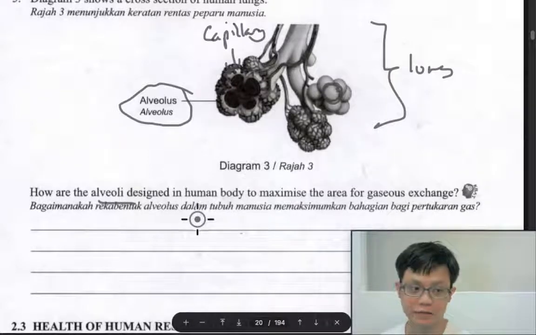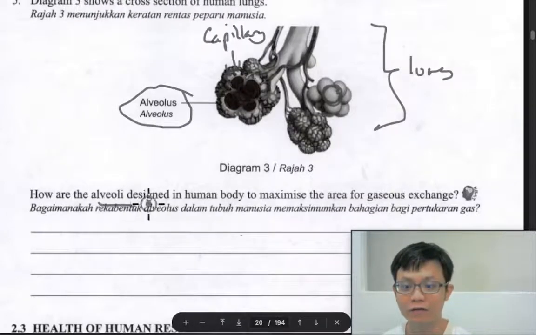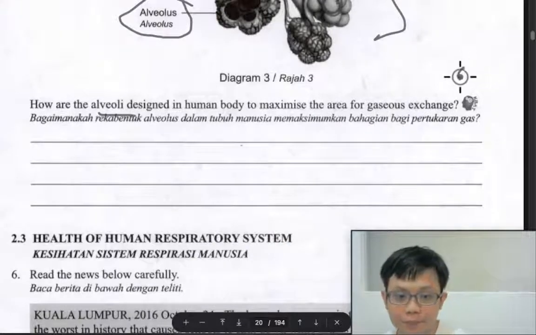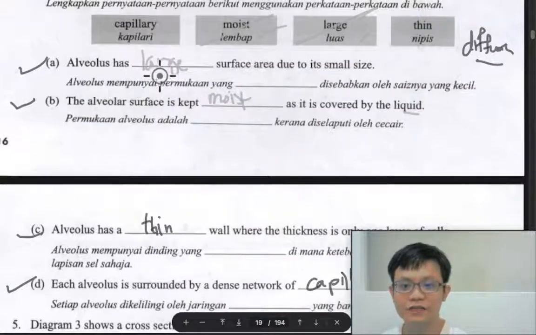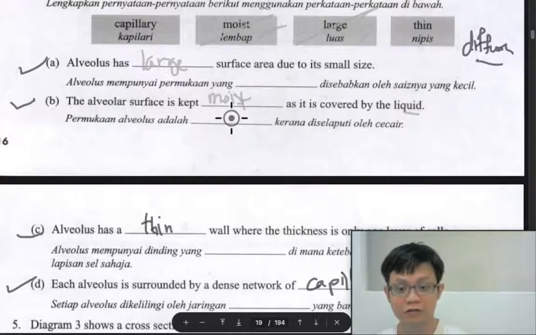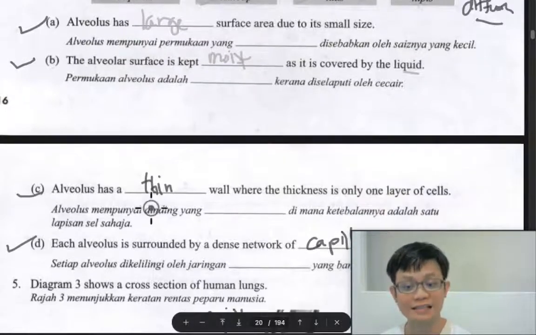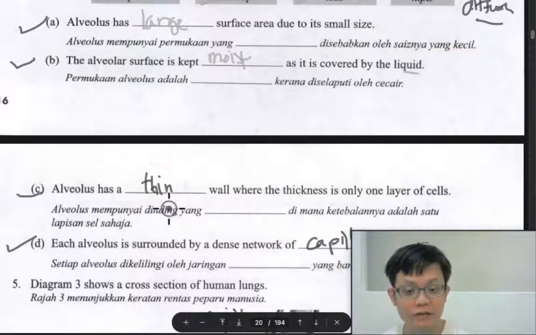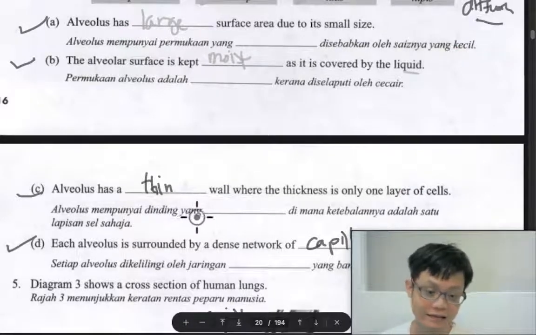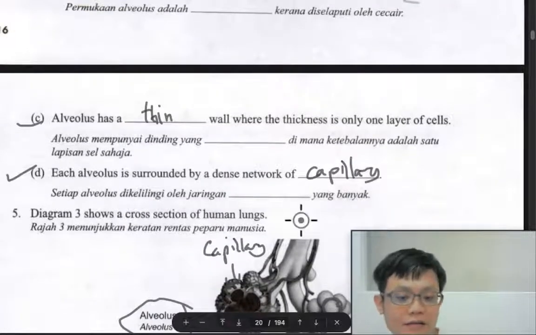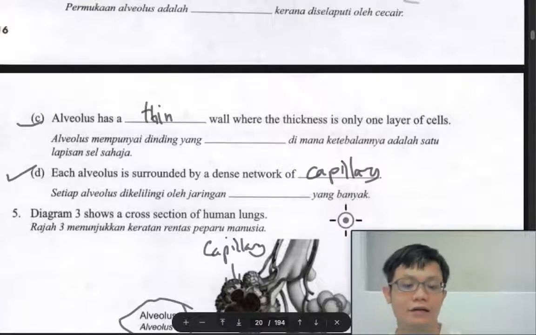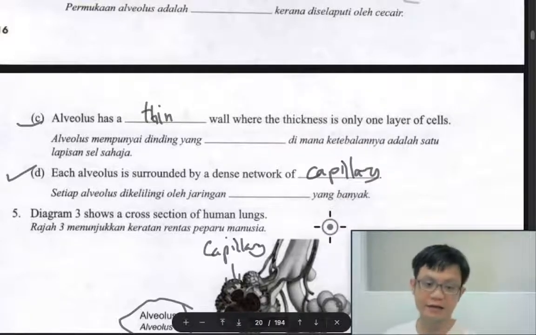If you get this one wrong, you can just copy from here. This one is usually 4 marks. You say it has a large surface area to absorb more oxygen. It is moist so that the oxygen can diffuse into it. It is thin and only one cell thick, so the oxygen can easily diffuse into the blood capillary. The alveolus has a lot of capillaries so that the oxygen can easily enter the bloodstream.